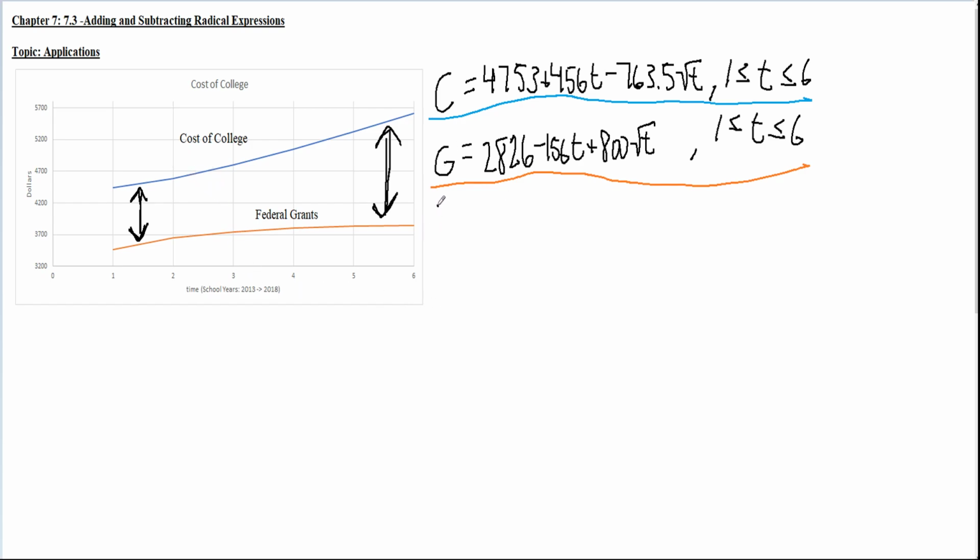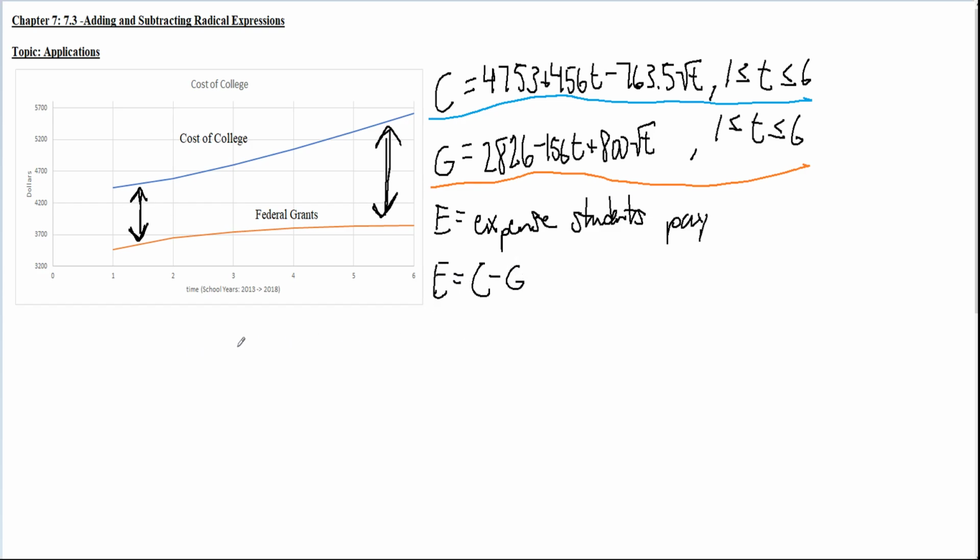And this is called E, okay? So E is the expense students pay, okay? To represent that algebraically, we would have E be equal to C minus G, okay?